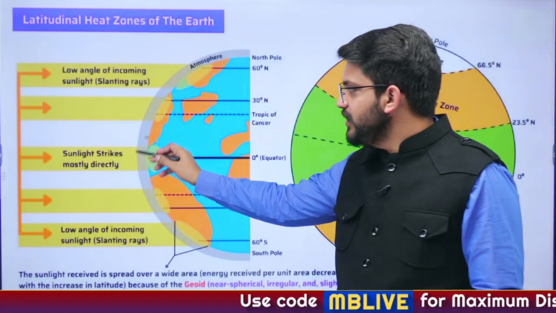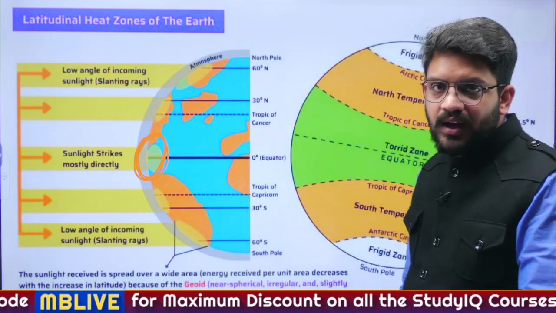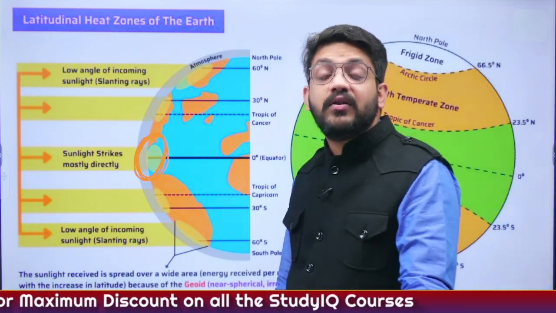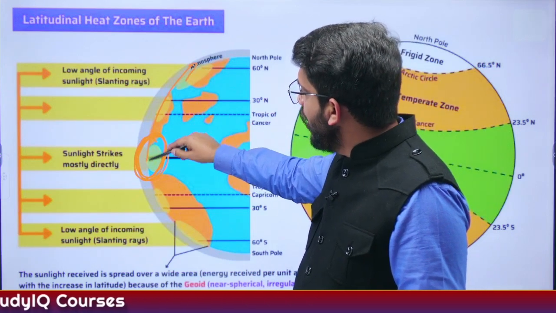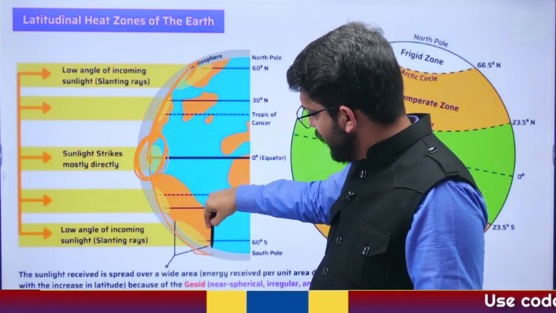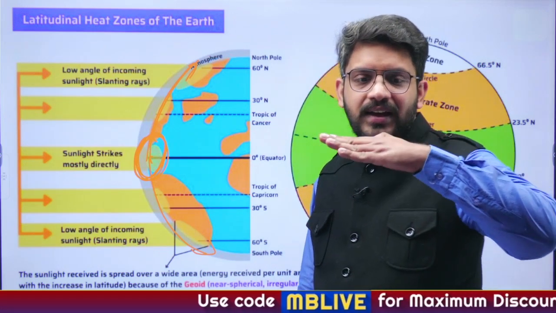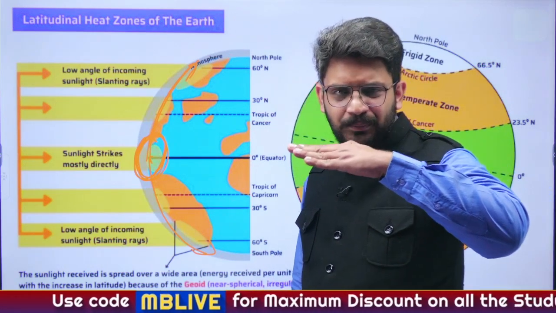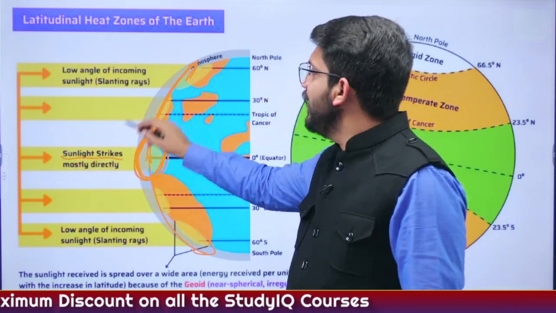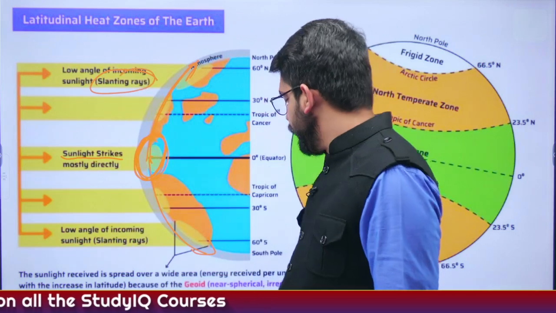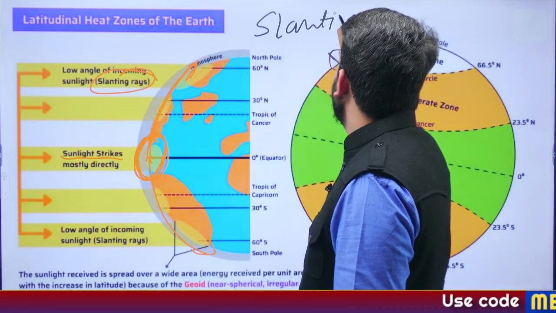This is the maximum sunlight, maximum insolation you will find near the equator, or I can say in the tropical region. Here, as you go away above, or you go near the 90 degree, you will find the angle is declining. Which angle? The sunlight angle is declining. That's why you will find slanting rays.